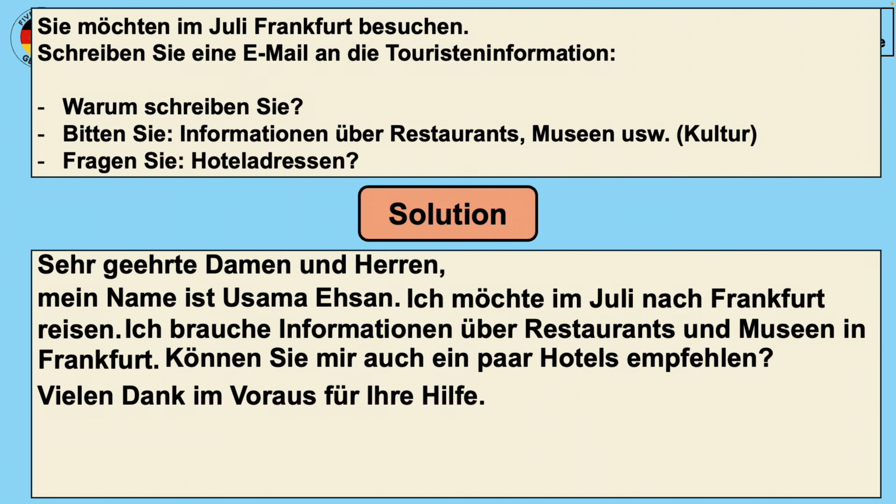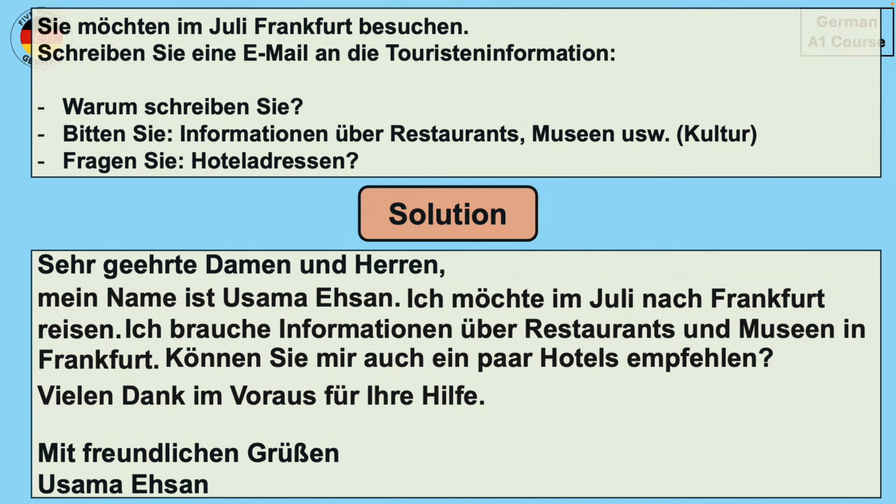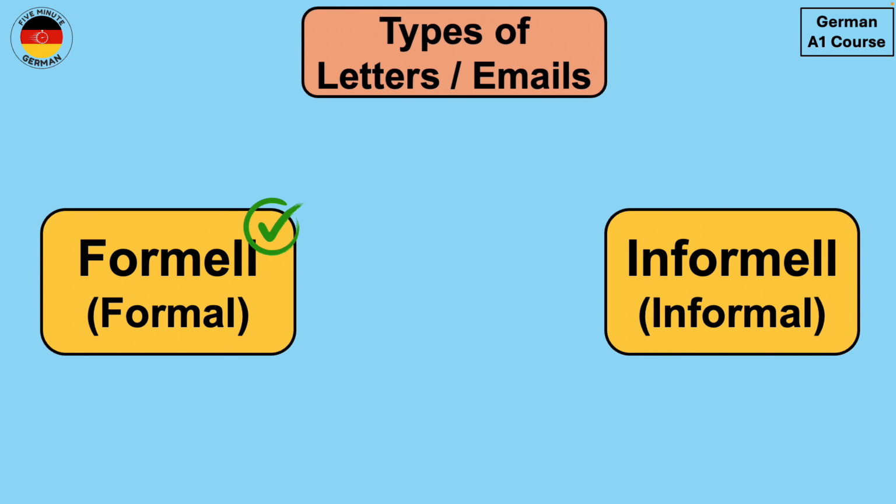Thank you very much in advance for your help. And then the Gruß or ending, which will be mit freundlichen Grüßen and the full name, so Usama Ehsan. So this is how you will write a formal letter or email.